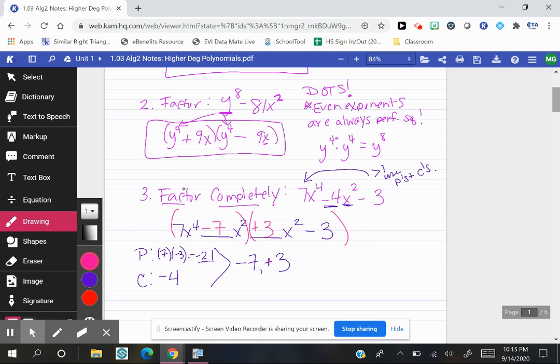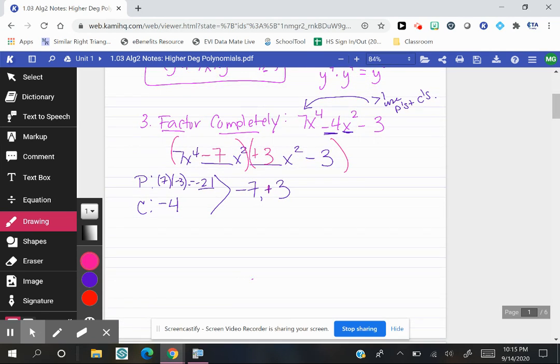Group our first two and our last two pairs. I'm going to jump down to here. Factor out my GCF. So my GCF in terms of numbers, out of 7 and 7, I could take out a 7. I want to take out a +7 because the first term is positive, you want to take out a positive. And then they both have at least an x squared. So you're always looking for the smallest exponent. And then I'm going to divide both by 7x squared.